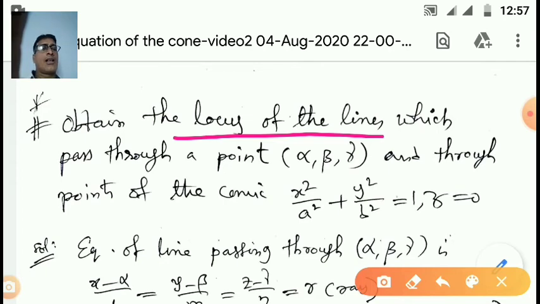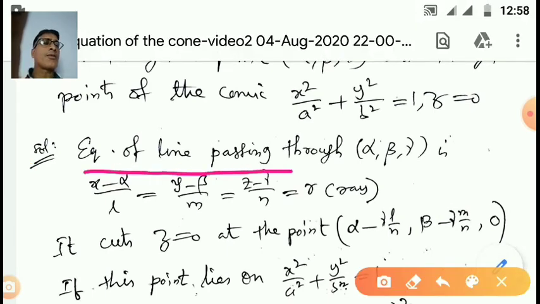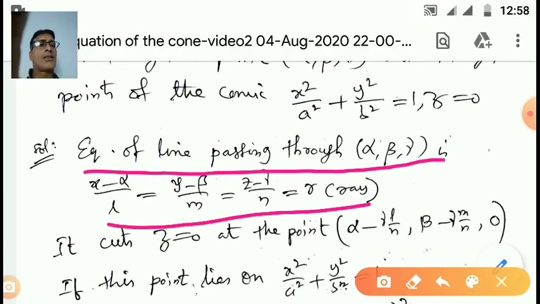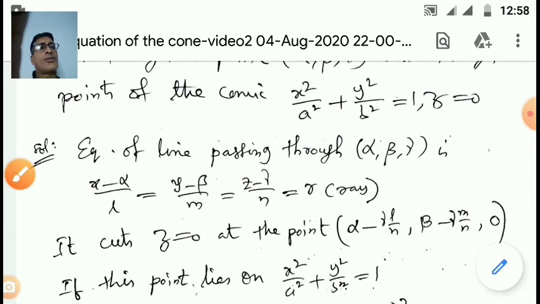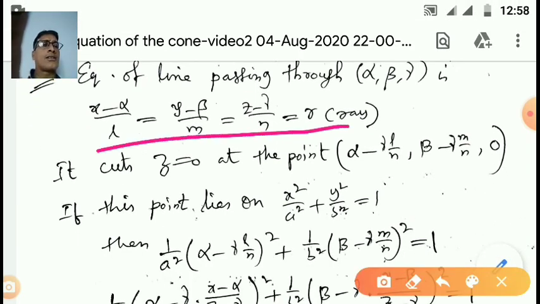Actually, instead of asking to find the equation of the cone directly, in this problem you are asked to find the locus of the lines, means locus of the generators. So nothing but we have to find the equation of a cone. Equation of line passing through alpha beta gamma is this. Here l, m, n are the direction ratios of the generator, and also this line meets the base curve, therefore we can take z is equal to 0.